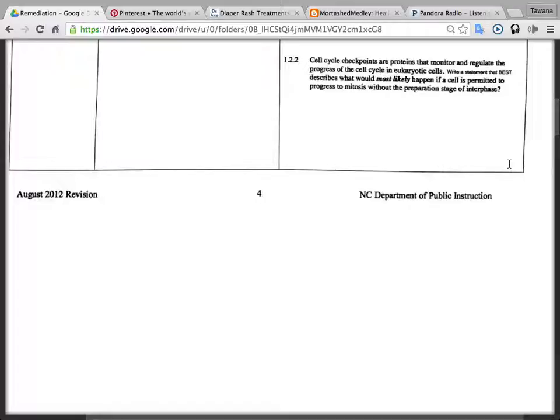Wrecks and accidents. Okay, good. So if we didn't check to make sure DNA was intact, what could happen? Mutation. The number of chromosomes for the daughter cell, the created cell, could be different from the number of chromosomes in the parent cell. Good job, Kim. Could be a mutation, a different number of chromosomes.